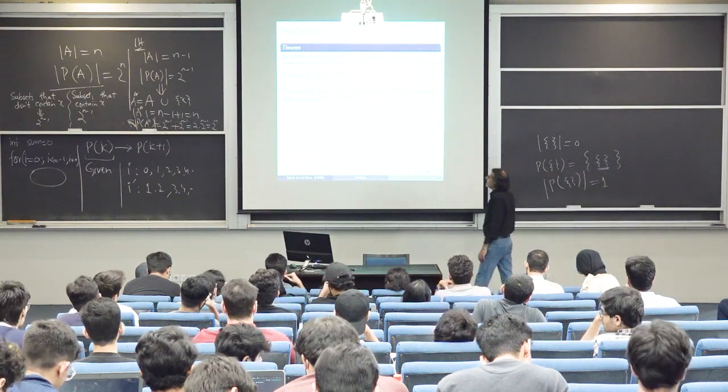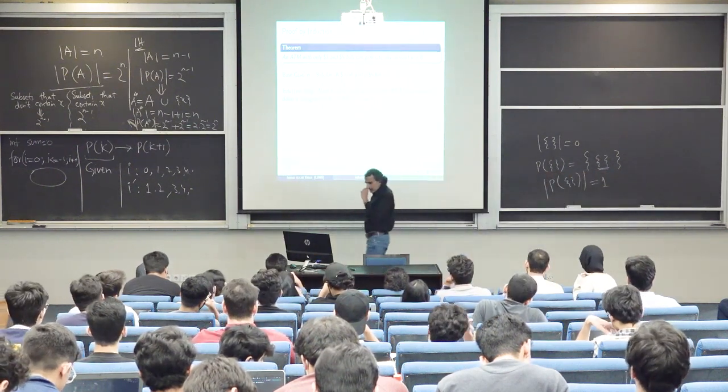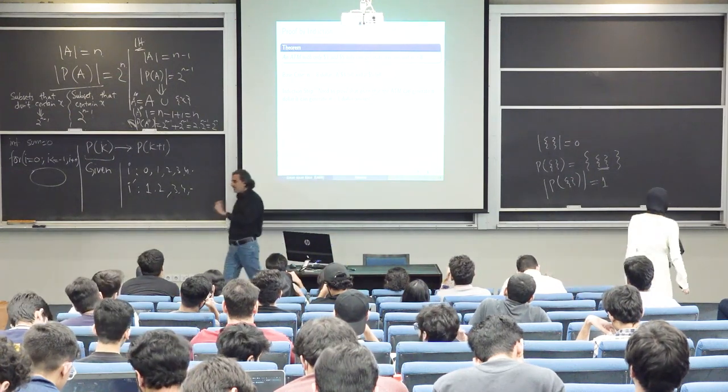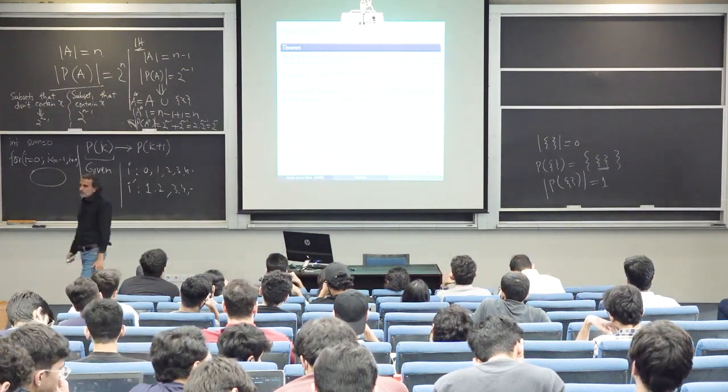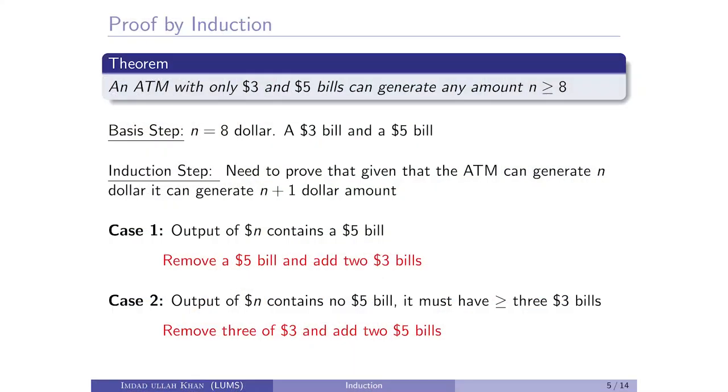So the base case is very obvious. If the ATM can generate any amount of $n, then we have to demonstrate that it can also generate any amount of n plus $1 worth. There are two cases. One is that the output contains a $5 value amount. The other is that it does not contain a $5 value amount.